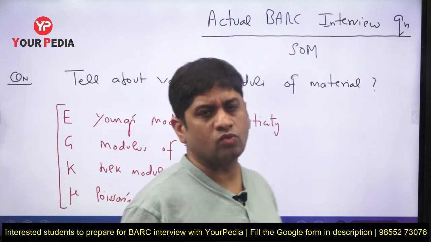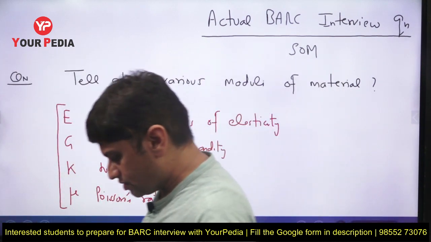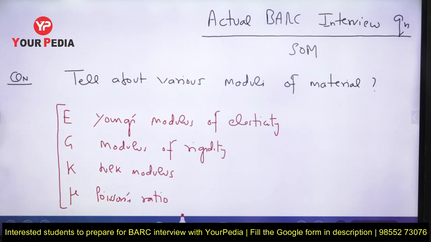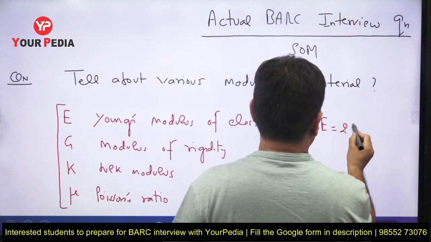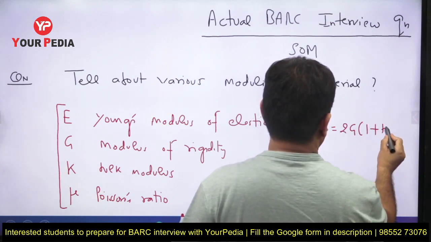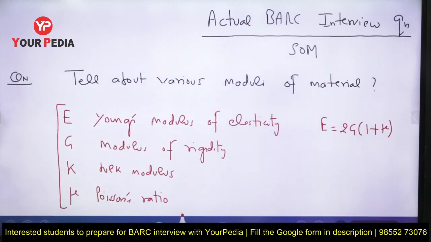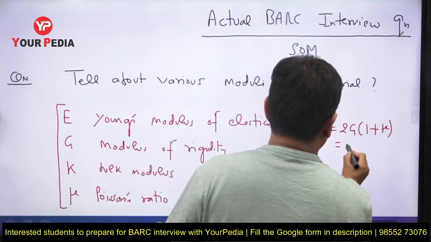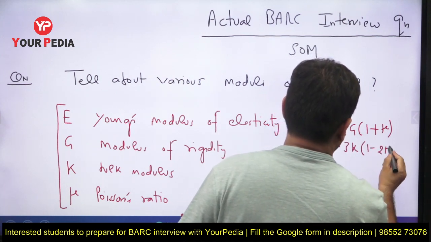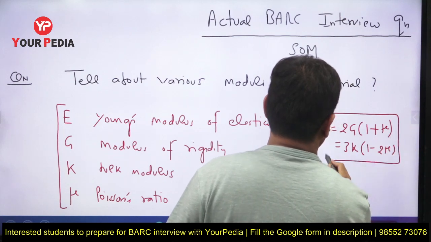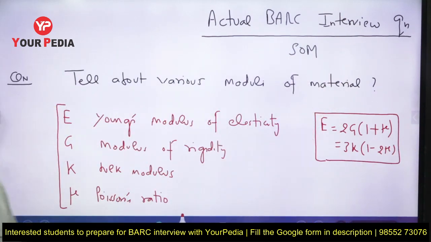Out of these 4, if we know any 2, then we can calculate the others also, because there is a relation between these moduli. Like E is equal to 2G into (1 plus mu). So suppose I know mu, suppose I know E, I can calculate G also. And E is equal to 3K into (1 minus 2 mu). These are the relations between these 4 moduli: E, G, K, mu.